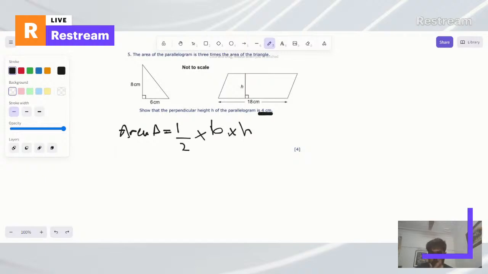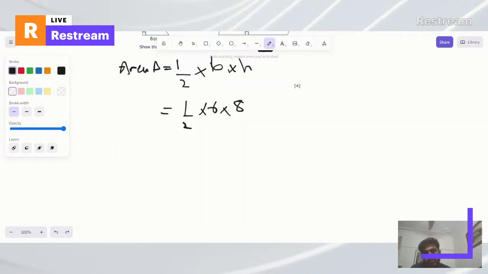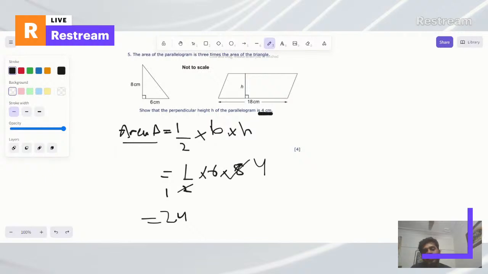So what's the base over here? For the triangle, the base is 6, right? So half times 6 times the height, which is 8. We could sort it out: 1 times 2 is 2, 2 times 4 is 8. Now 4 times 6 is 24, so that is the area of the triangle.